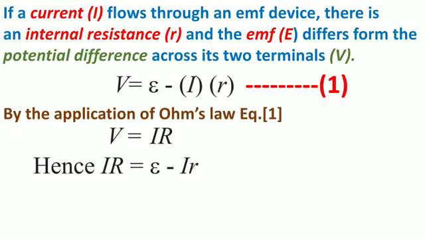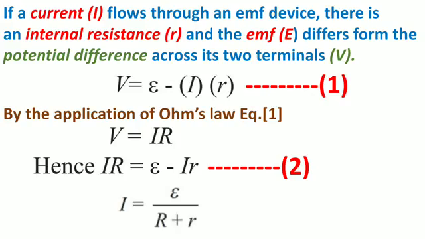You can take the current-related terms on the left-hand side and the remaining on the right-hand side. So you have capital I capital R plus capital I small r is equal to E. Now take I common out of the bracket, so I times the bracket capital R plus small r is equal to E. Finally you can derive I: I is equal to E upon R plus small r.